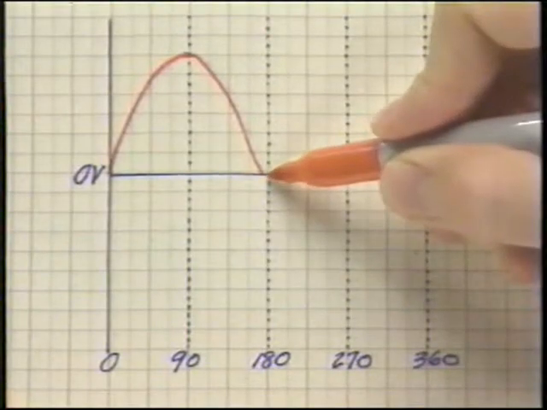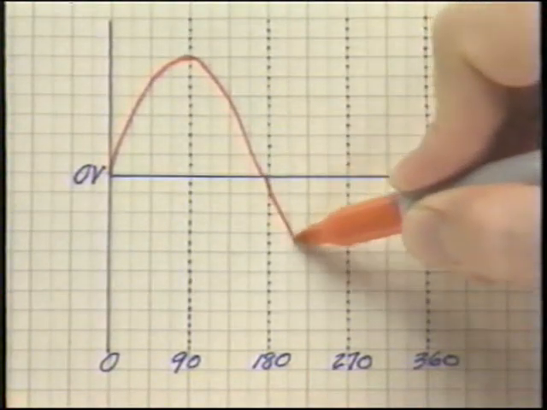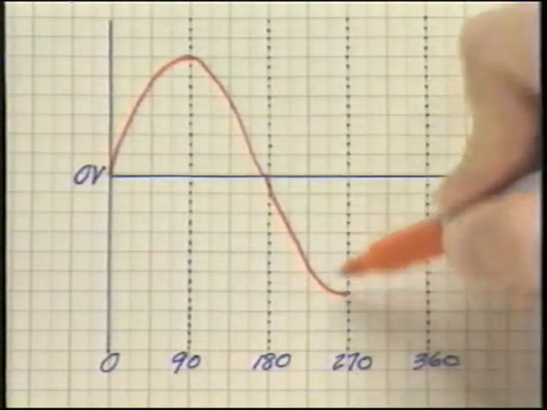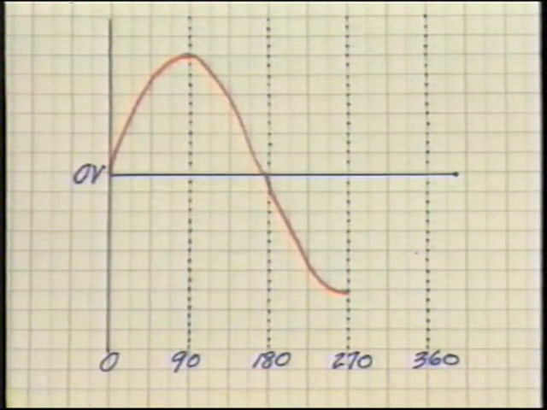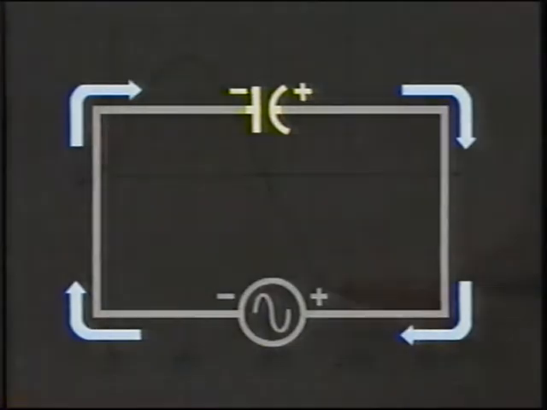And during the third quarter cycle, from 180 to 270 degrees, the voltage increases toward its negative peak of minus 170 volts. As the source voltage increases negatively, the capacitor must now charge with the opposite polarity to follow the source. Charging current will flow until the capacitor reaches the peak voltage of negative 170 volts.